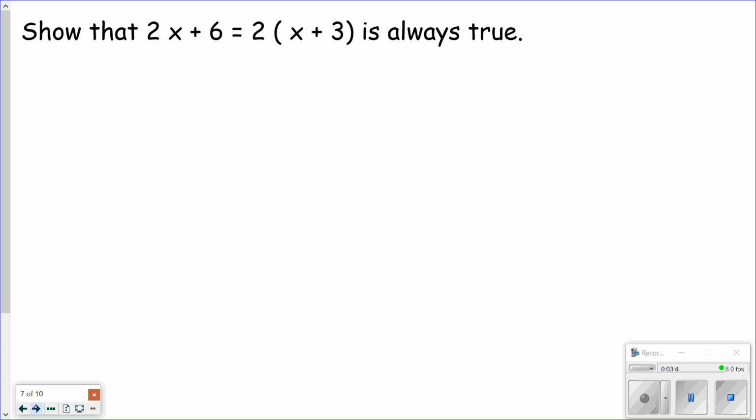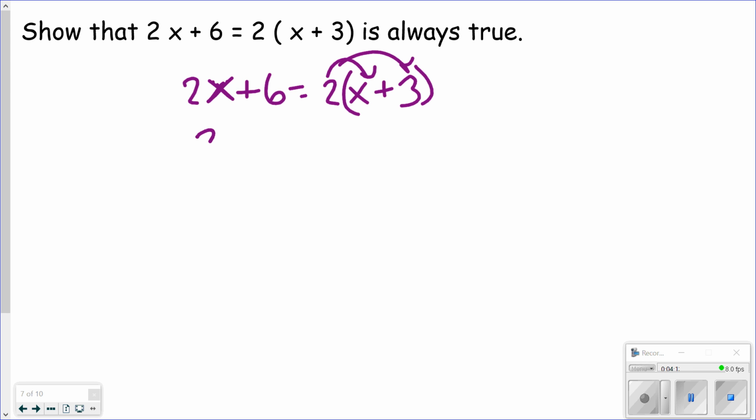Let's try this again. We want to show that 2x plus 6 equal to 2 times the quantity x plus 3 is always true. So we want to do a very similar step. So let's set these equal to each other and solve. So 2x plus 6 is equal to 2 times the quantity x plus 3. All right, well, I need to distribute. So 2x plus 6 is equal to 2x plus 6. All right, well, what do we notice here? I have the same equation on both sides of the equal sign. So this has to always be true because they are the same equation.